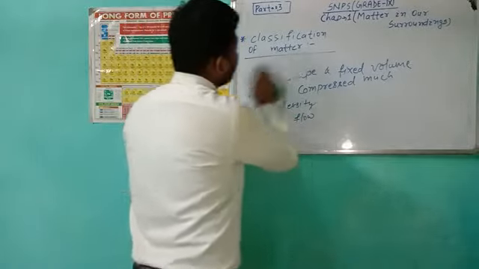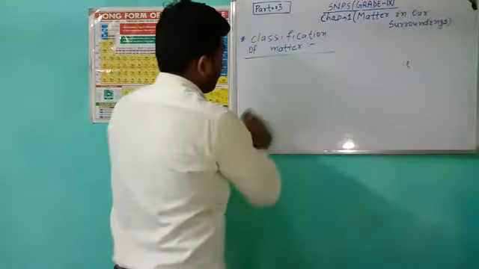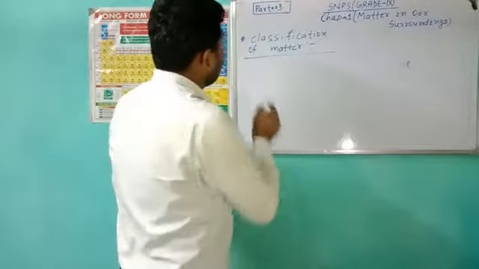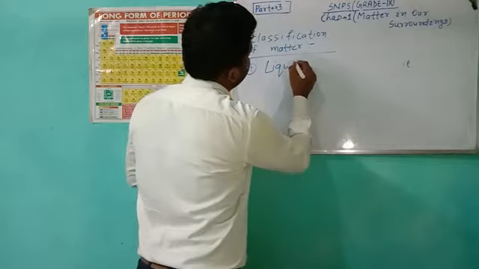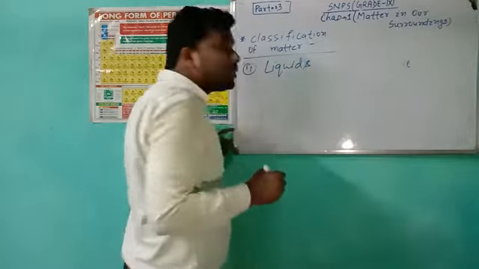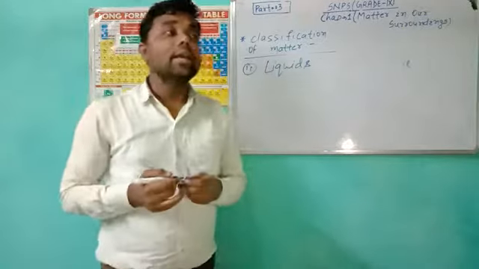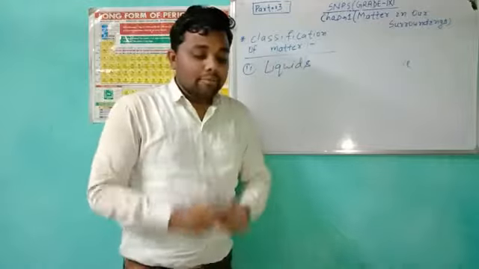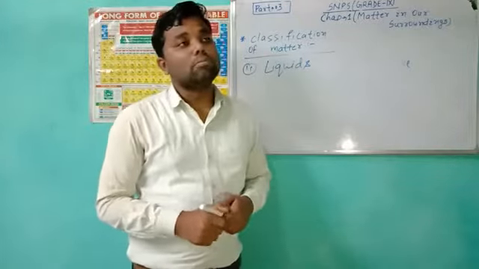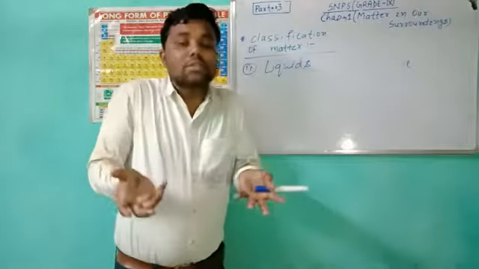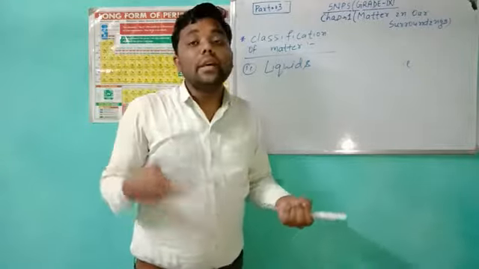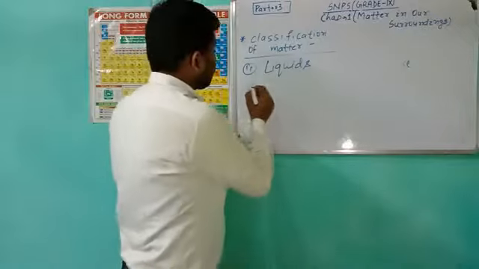The next point is liquids. What are the properties of liquids? Firstly, liquids have a fixed volume, but they have no fixed shape.